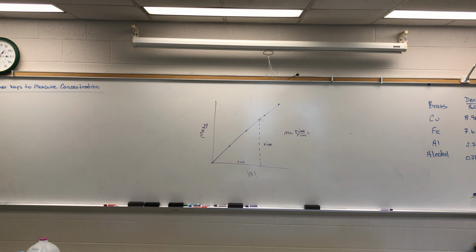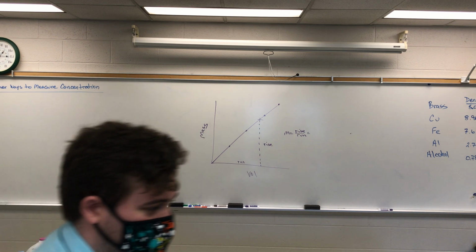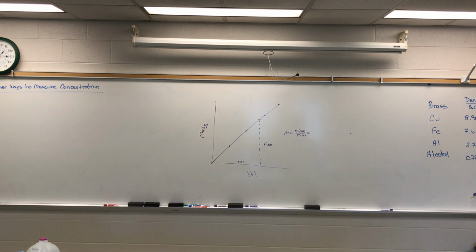Did you finish with part B or part A? How do we calculate this? You don't have this graph for that. So for part A, you just use the density comparison.